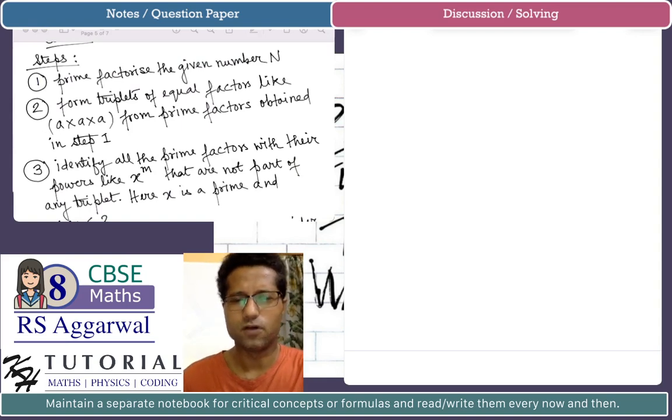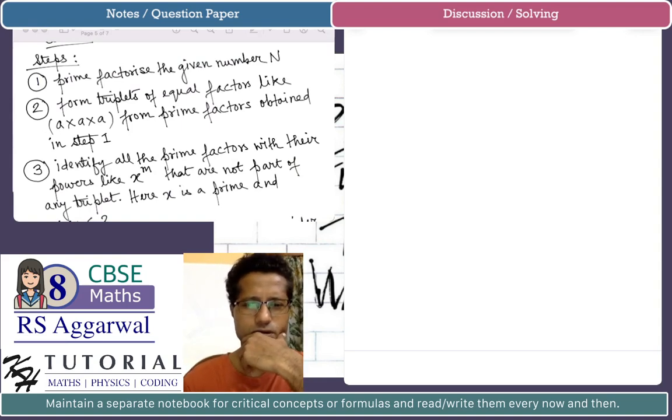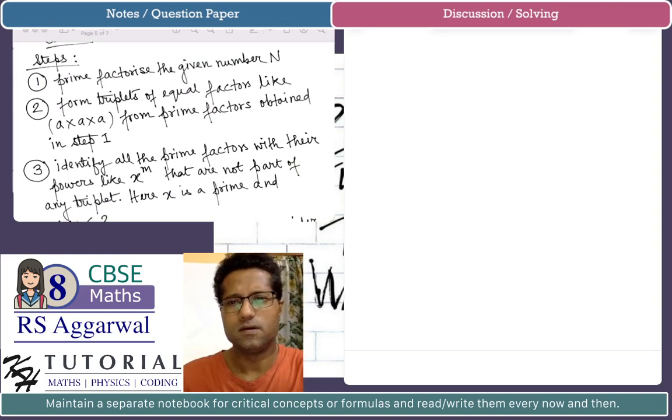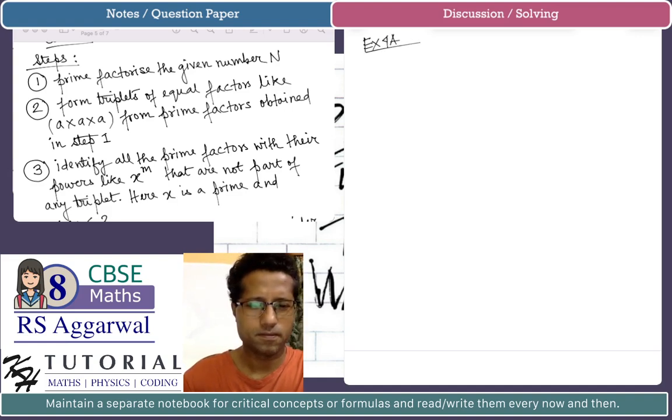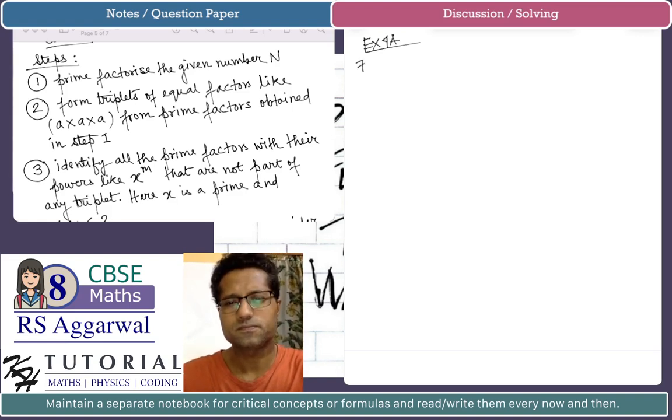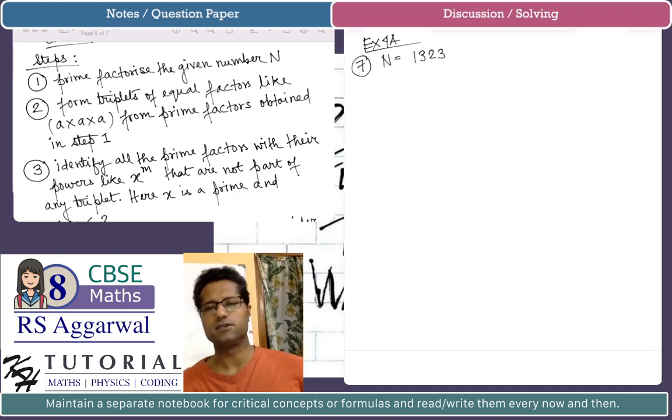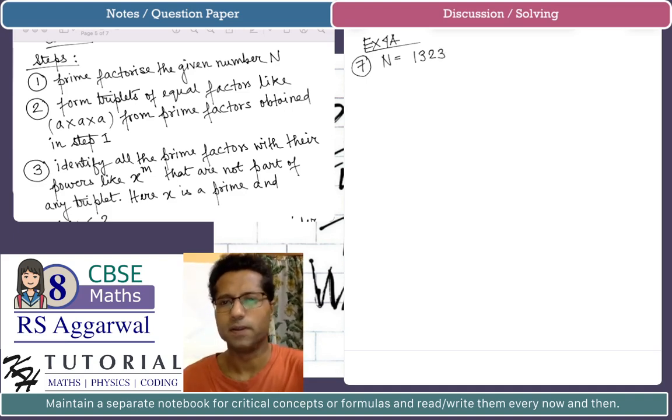So the problem statement. This is a problem from exercise 4A, problem number 7. The number given is 1323, and we have to find the least number that needs to be multiplied with n to make it a perfect cube.